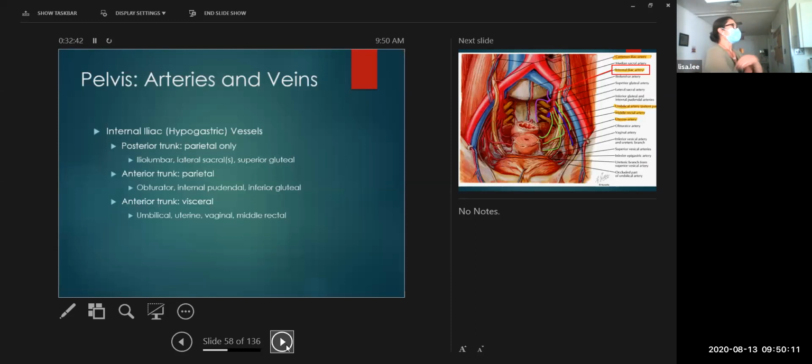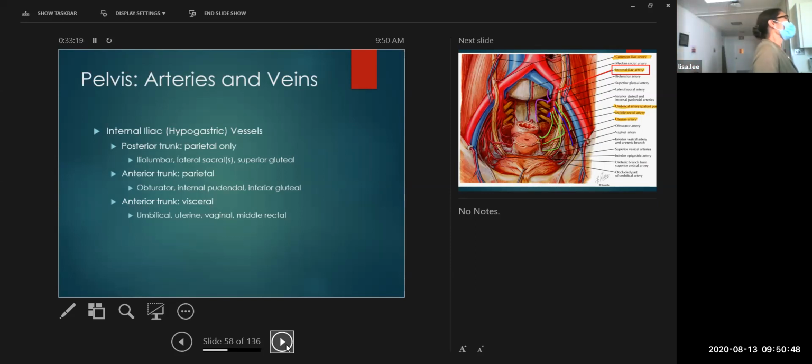For the internal iliac vessels, you've got 3 major trunks. And again, there's always anatomic variation, right? But we like to think of them in general like this. So you've got a posterior trunk, which is parietal. So you have your iliolumbar, your lateral sacrals, and your superior gluteal. And then as you proceed away from the heart, you have your anterior trunk, which again has parietal, and it's got your obturator, your internal pudendal, and your inferior gluteal.